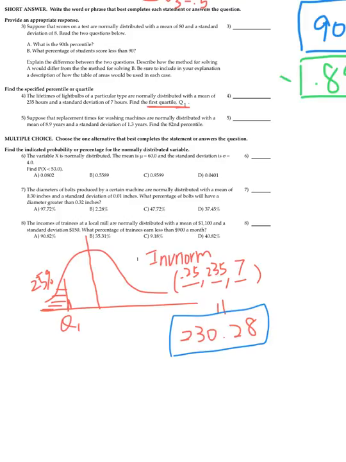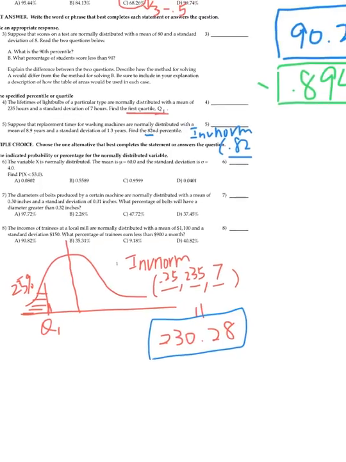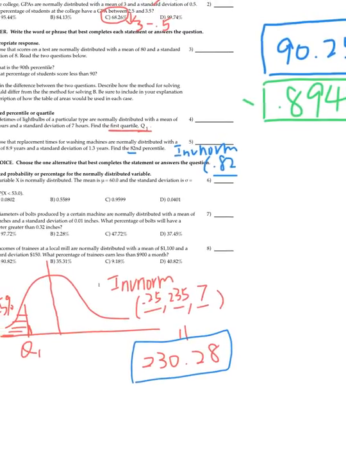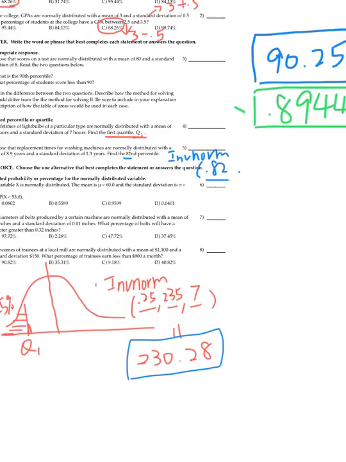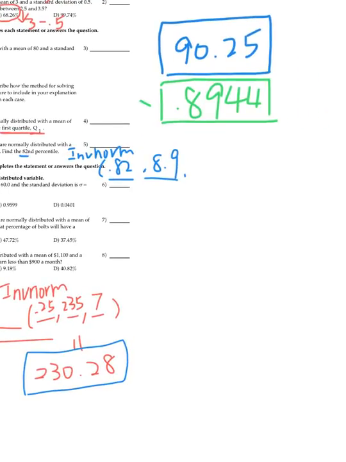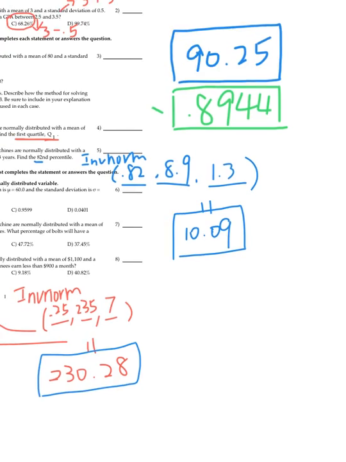If you understand number 4, number 5 is very similar to number 4. We are looking for the 82nd percentile. So still use inverse norm, and input 0.82 as the first input, the mean is equal to 8.9, and the standard deviation is equal to 1.3. I got 10.09 from my calculator. So this is number 5.